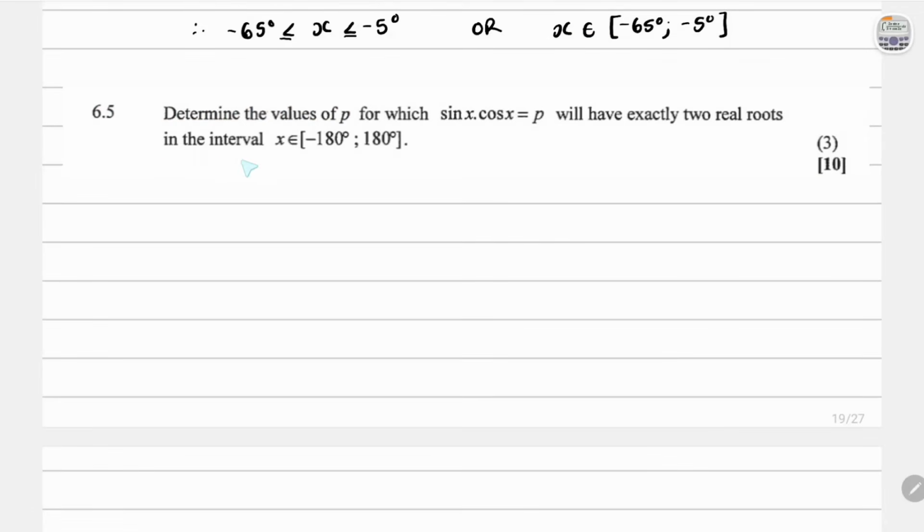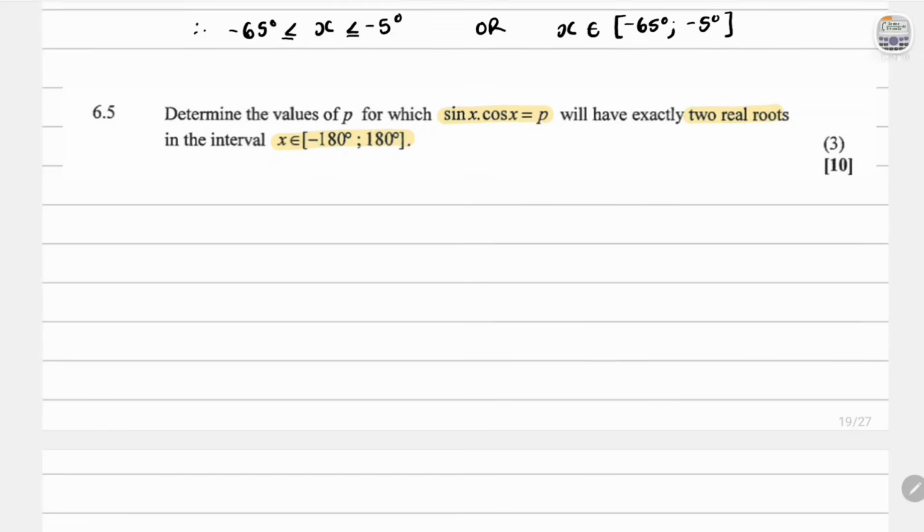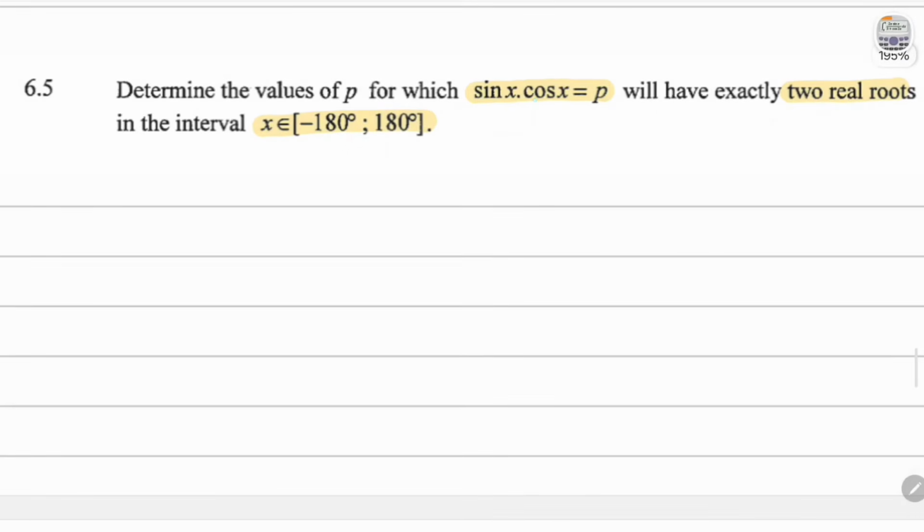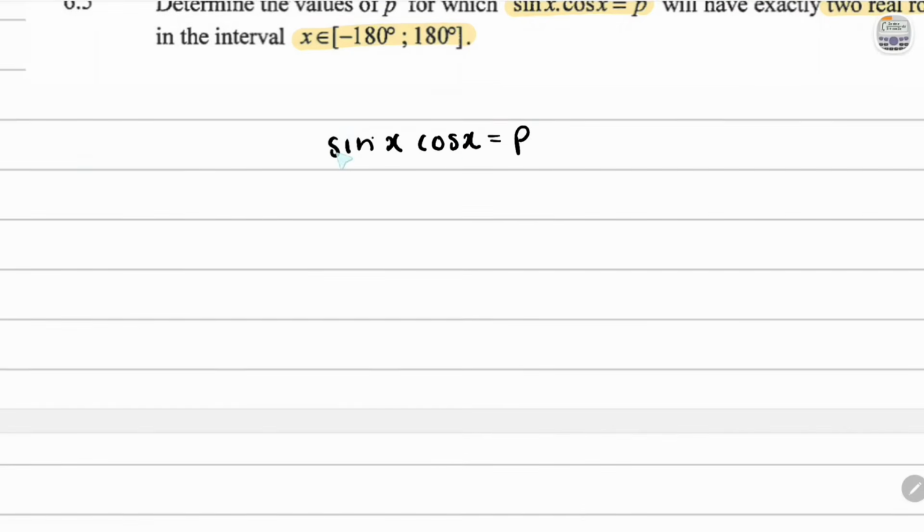Question 6.5 says, determine the values of p for which sine x cos x is equal to p will have exactly 2 real roots in the interval where x is an element of negative 180 degrees to 180 degrees. So we're looking at this sine x cos x, and that probably looks very familiar because there is a double angle identity for this.